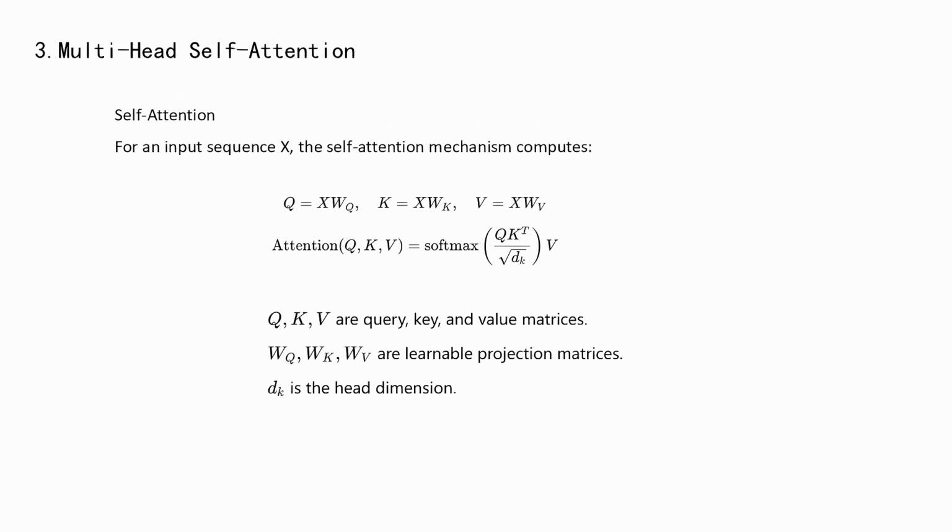Multi-head self-attention. DiT leverages multi-head self-attention to process images in a non-local way, allowing it to learn long-range dependencies between patches. Self-attention. For an input sequence X, the self-attention mechanism computes as follows. Q, K, V are query, key, and value matrices. WQ, WK, WV are learnable projection matrices. dk is the head dimension.